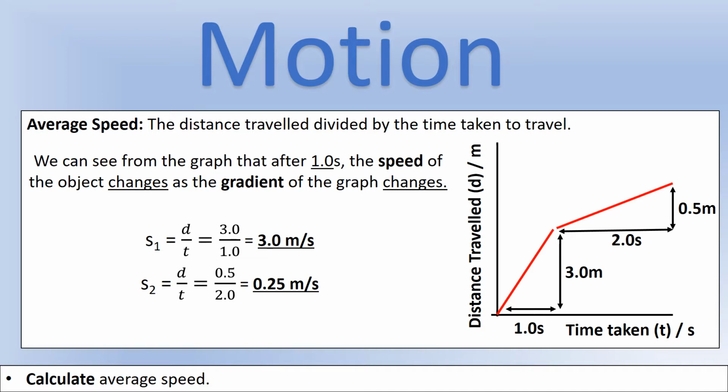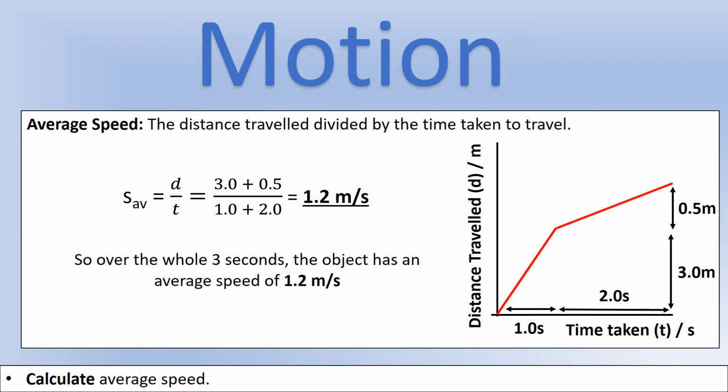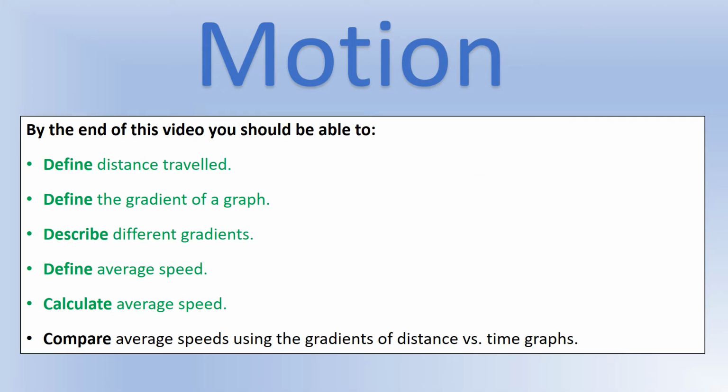Let's now look at the average speed over the whole graph. Over the whole graph, the change in y is 3.5, or 3 plus 0.5. The change in x over the whole graph is 1 plus 2, which gives us 3. So the average speed will be 3.5 divided by 3, which gives us 1.2 meters per second when we round it. So over the whole 3 seconds, it has an average speed of 1.2 meters per second, even though the speed clearly changes in the middle. So that's how we calculate average speed.